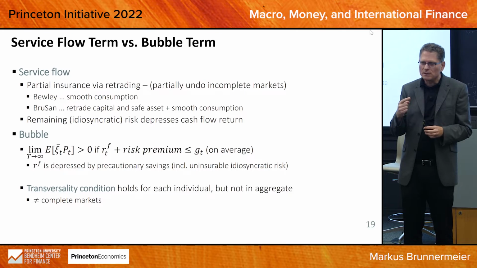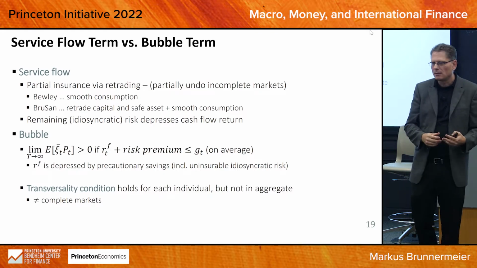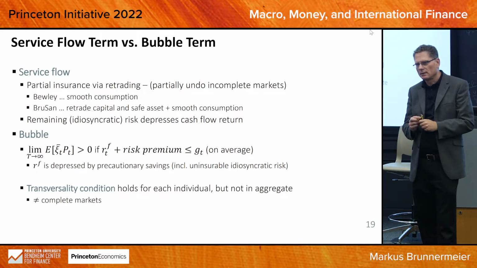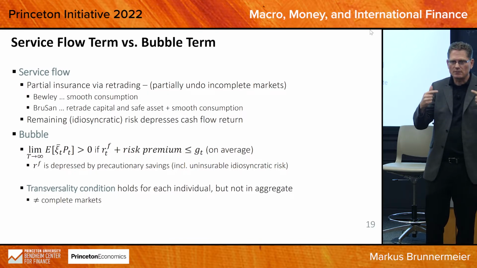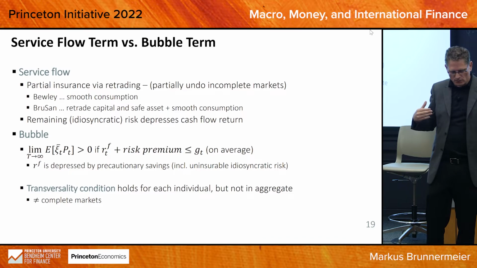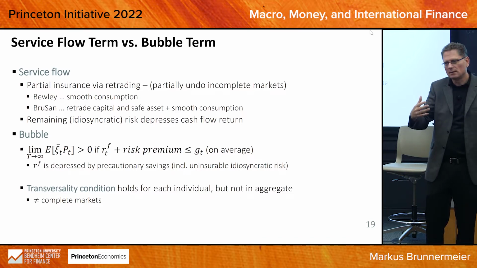The transversality condition says it has to hold for each individual optimization problem. So typically it applies to each individual citizen in the economy, and it still holds. But it doesn't say it has to hold in the representative agent economy. If you have a representative agent economy where you can aggregate, then if it holds at the individual level, it also holds for the representative agent. But if you have incomplete markets, it only holds at the individual level, but not for a quasi-representative agent. It doesn't hold there.